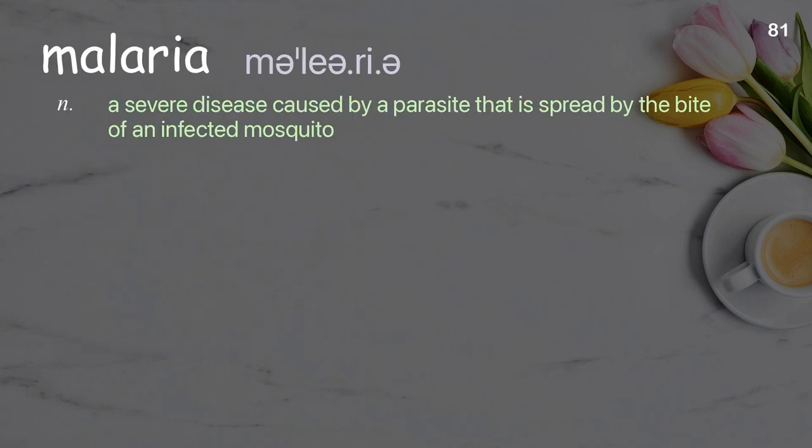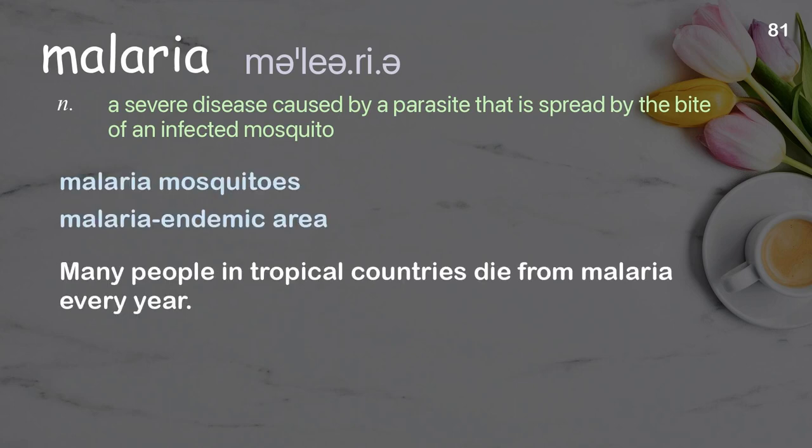Malaria. A severe disease caused by a parasite that is spread by the bite of an infected mosquito. Examples. Malaria mosquitoes. Malaria endemic area. Many people in tropical countries die from malaria every year.